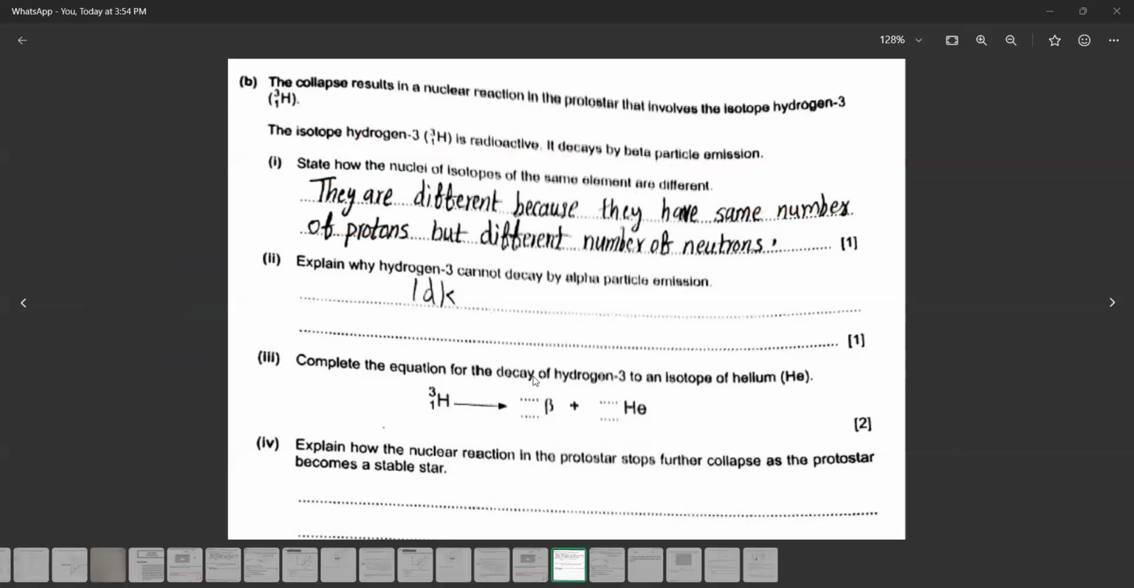When there is a beta emission, the nucleon number does not change and the proton number increases by 1. The symbol for beta is 0 and -1. That is the equation; you have to learn that equation. When a nucleus emits beta, the nucleon number does not change and the proton number increases by 1.